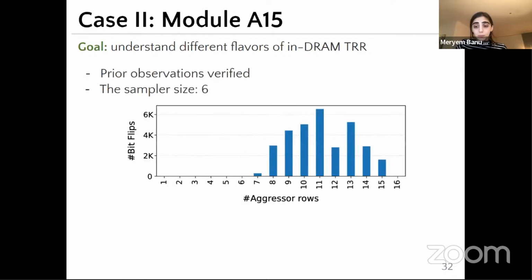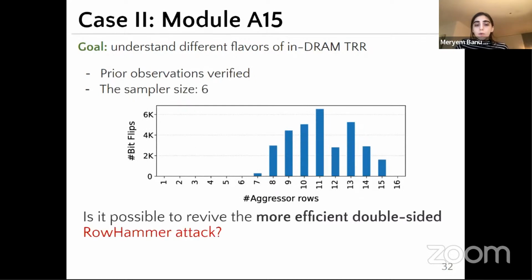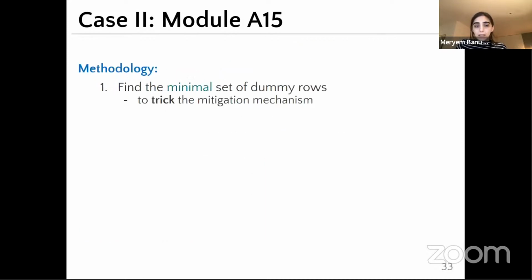The prior experiments revealed the sampler size for this module as 6. Now, although we bypass the mitigation, we want to take this one step further and try to analyze the sampler to see if we can revive the more efficient double-sided RowHammer attack. The idea is to find the minimum set of dummy rows to overflow the sampler and trick the TRR mechanism.